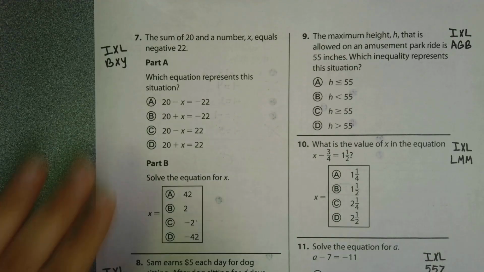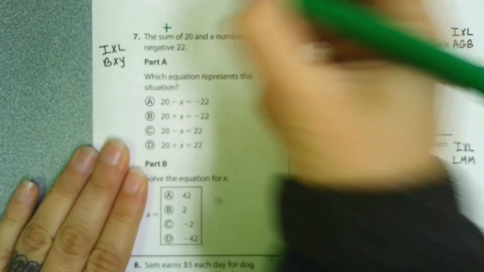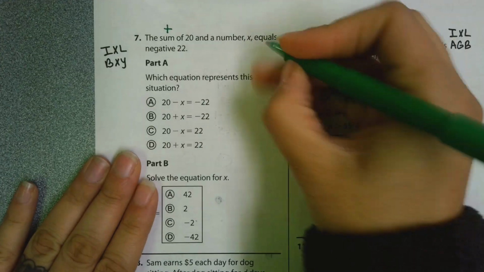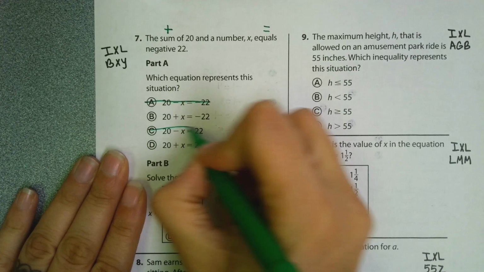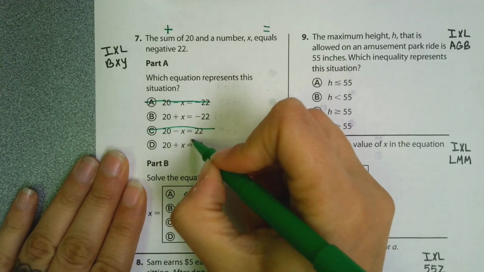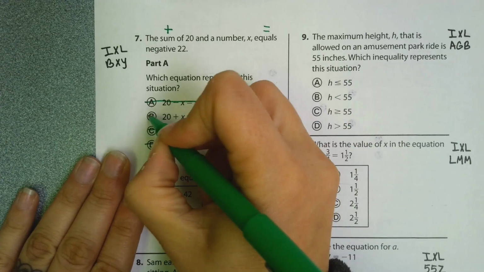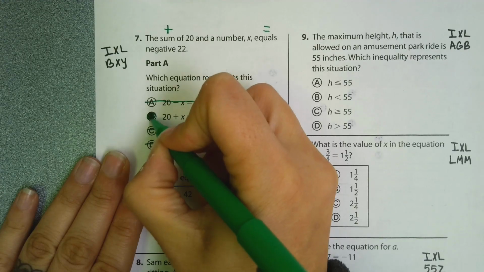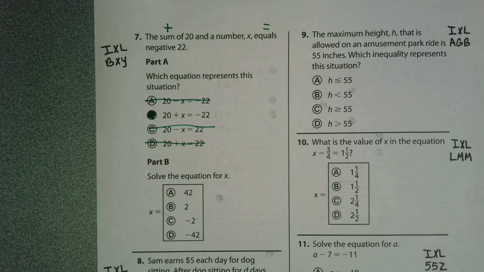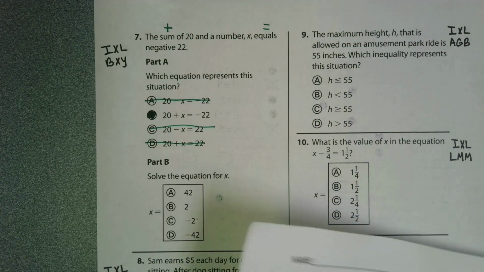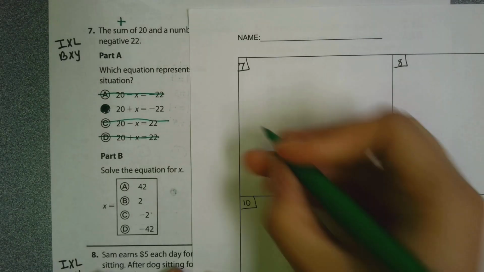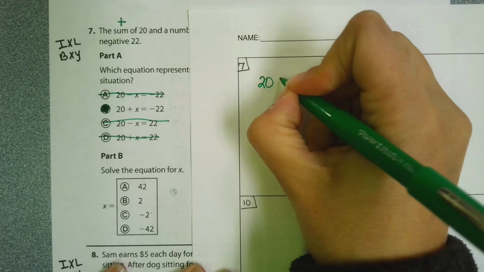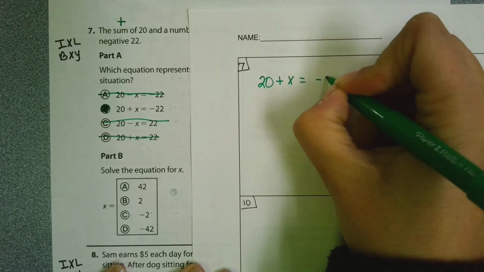Number 7, the sum of 20 and a number x equals negative 22. So we know that sum is adding. We know it needs to equal negative 22. So the only possible option is B. Then we're going to take that answer and we're going to go to our work shown paper. This is number 7. And we're going to solve 20 plus x equals negative 22.